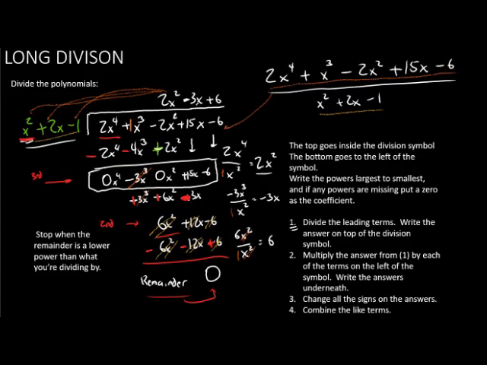So now we've carried out the long division of these polynomials. For our final answer, we will say our quotient will be this number composed of the terms that we got when we did our divisions. So our quotient is 2x squared minus 3x plus 6, and our remainder is 0.